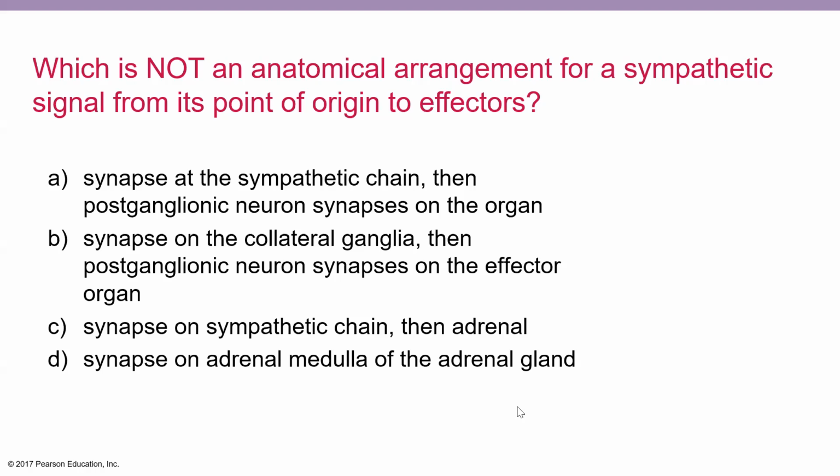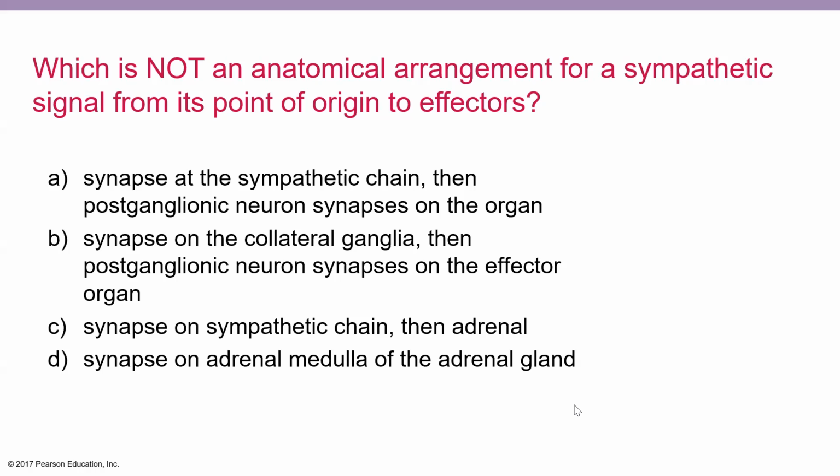Okay, so let's see what we've got here. So which is not an anatomical arrangement for a sympathetic signal from its point of origin to its effectors or effector tissues? And so we had a lot of response for C. And C says it's synapses on the sympathetic chain, then the adrenal. Okay, and that is not an anatomical arrangement, so that is correct.